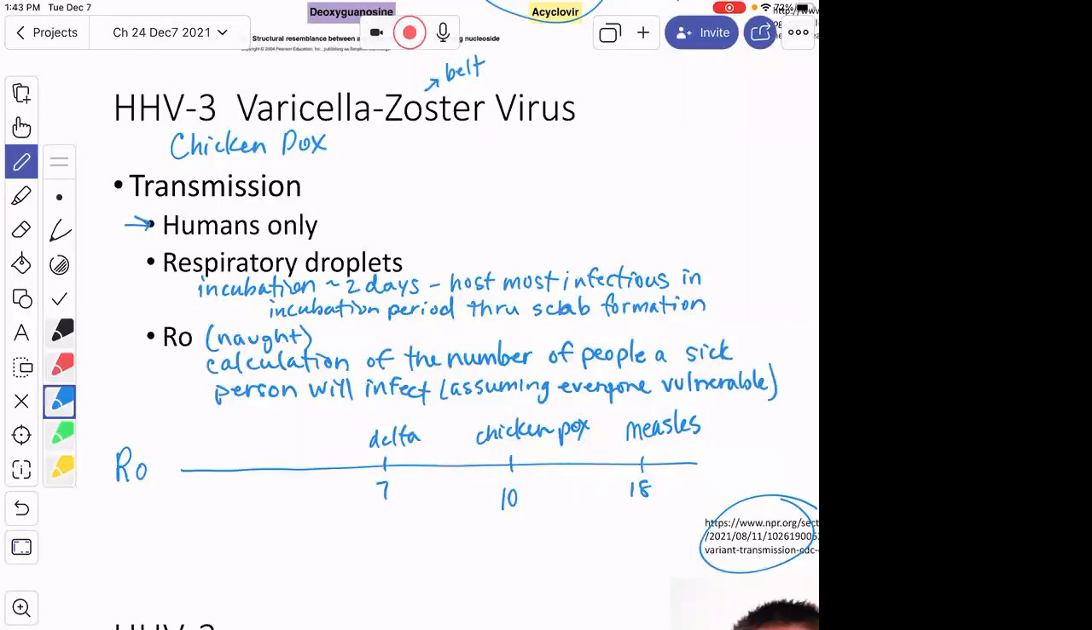The original strain was probably about 3. So just slightly more infectious than influenza. Anytime the R0 of a disease is above 1, then it's spreading in the population. So just for reference, thinking about public health measures and what we need to do to try to keep things from spreading.